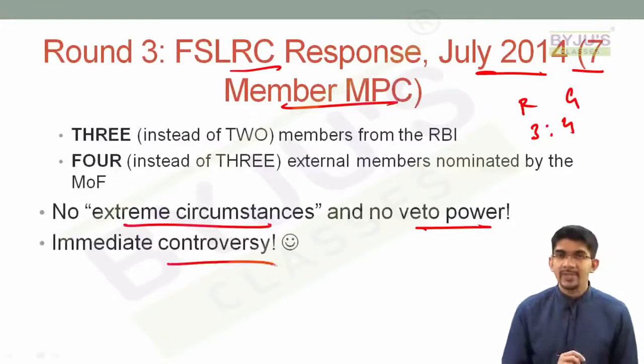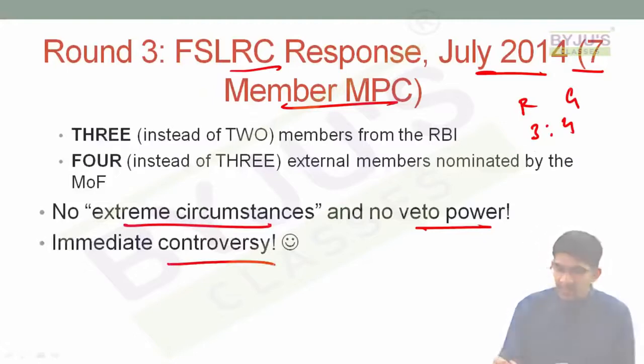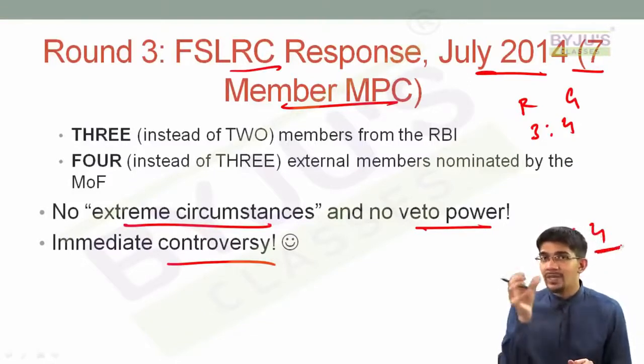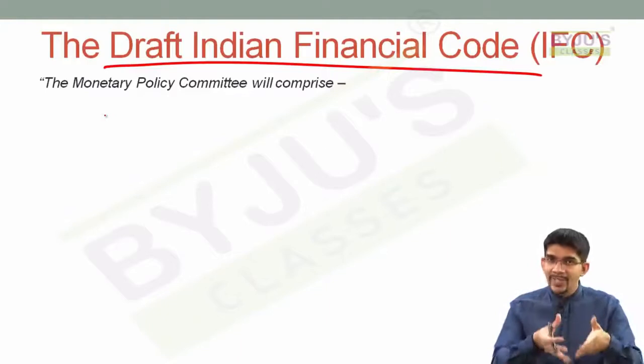So immediate controversy happened because this looks as if government is trying to take away all the power from RBI. Because if a 3:4 ratio is there, then the government will have complete control over the monetary policy. And as we have seen, giving government control over monetary policy is always dangerous. So this is part of the draft Indian Financial Code. The actual official language is as follows.